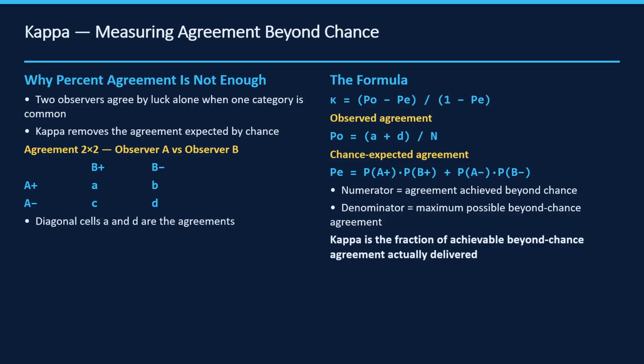Read the pieces. The numerator is the agreement you achieved above chance, and the denominator is the maximum agreement you could possibly have achieved above chance. So kappa is literally the fraction of achievable beyond chance agreement that those two observers actually delivered.